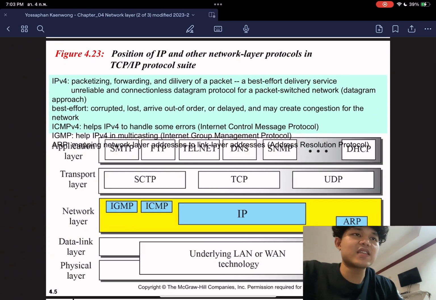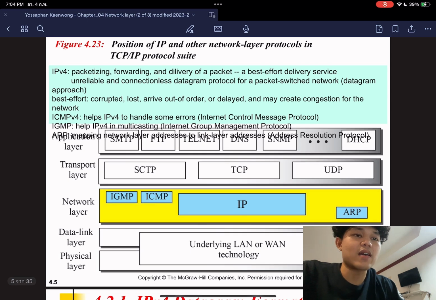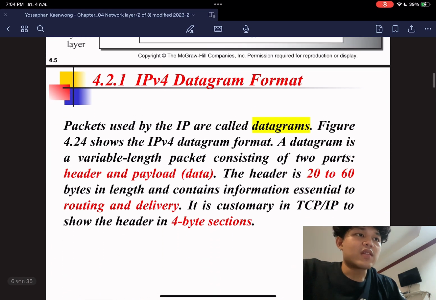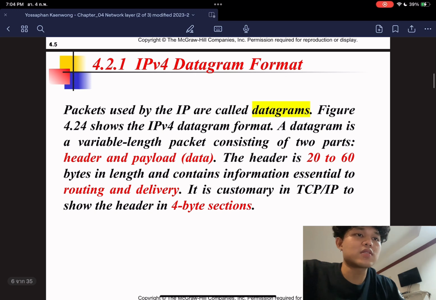So in this picture, the position of IP and other network layer protocols in the TCP/IP protocol suite. So in the network layer I have IGMP, ICMP, IP, and ARP. So IPv4 datagram format: packets used by the IP are called datagrams. Figure 4.24 shows the IPv4 datagram format. A datagram is a variable-length packet consisting of two parts.